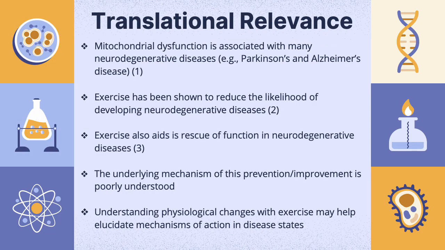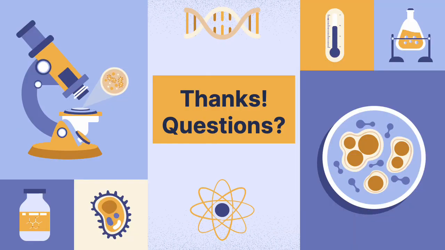So what is the translational relevance of all this? Well, mitochondrial dysfunction is associated with many neurodegenerative diseases, including Parkinson's and Alzheimer's disease. Exercise has been shown to reduce the likelihood of developing these neurodegenerative diseases and also aids in rescue of function in neurodegenerative diseases. The underlying mechanism of this prevention or improvement is poorly understood, however. So understanding physiological changes with exercise may help to elucidate the mechanisms of action in these disease states.